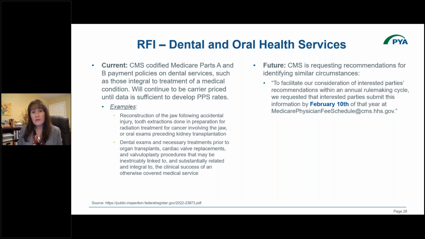and then provide recommendations for future inclusion of these types of services by February 10th of each year to this email address that they have provided, at Medicare Physician Fee Schedule at cms.hhs.gov. So be sure to be collaborative in this process. They're basically saying that services that are surgical, that require dental services ahead of time, that those services would be supported and billable in a medical type of scenario versus just dental.